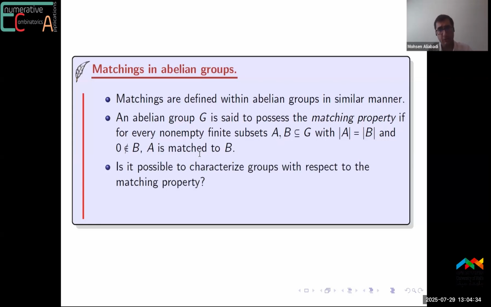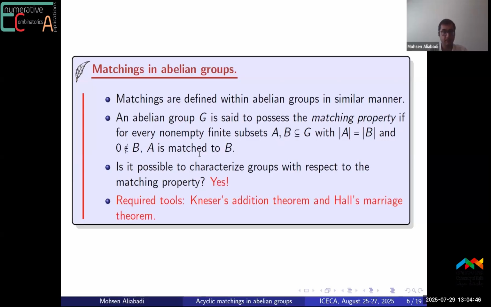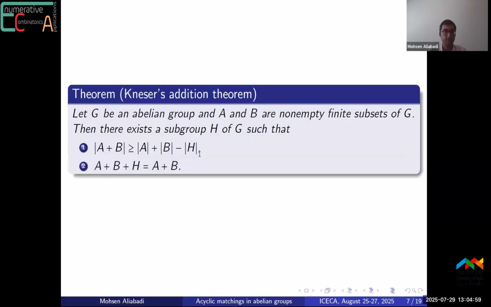And now, a natural question is whether we can characterize groups with respect to the matching property. And the answer is yes. The required tools to provide such a characterization are the following. First, Kneser's addition theorem, and second, the classical theorem of Hall, which is called Hall's marriage theorem.